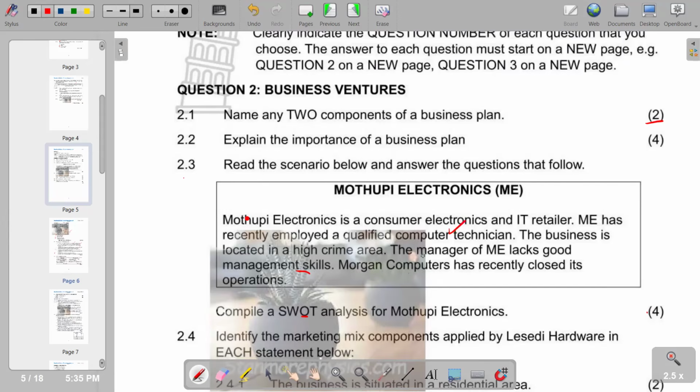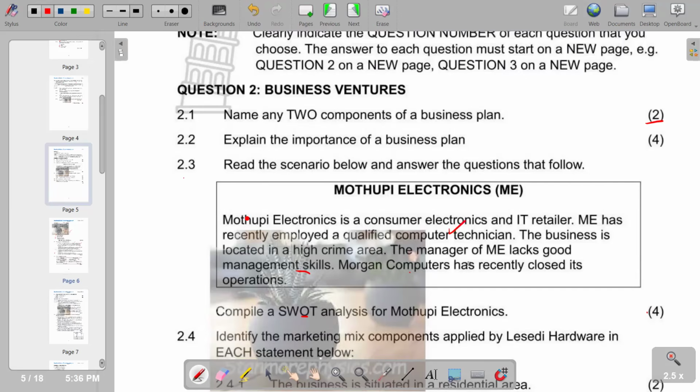The last sentence reads, Morgan Computers has recently closed its operations. So Morgan Computers is obviously a potential competitor who has recently closed its operations, which means the customers of this business are going to be taken by ME. So that becomes an opportunity. Then threats, we check again which one is indicating our threat.